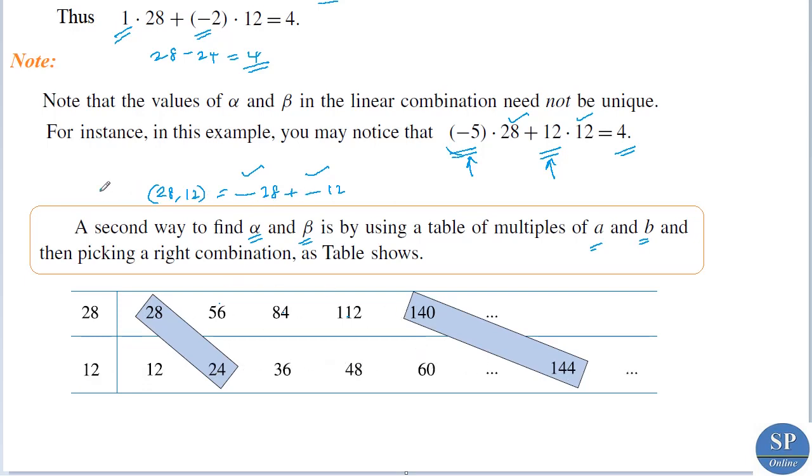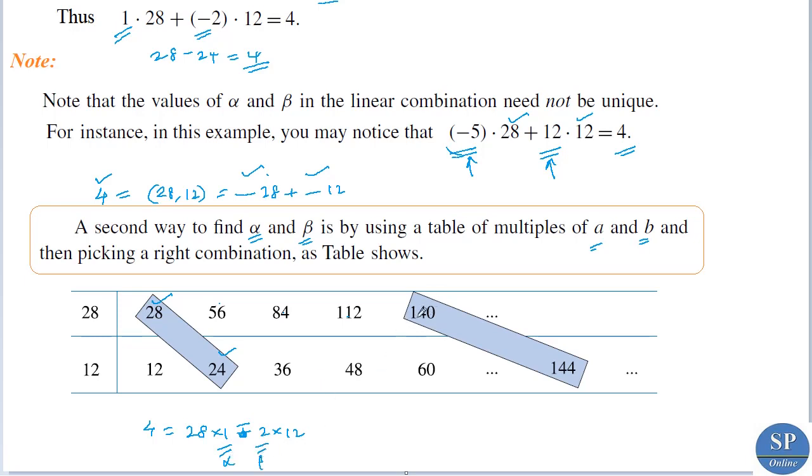Our aim is to express 4, which is the GCD of 28 and 12, as a linear combination of 28 and 12. So here, checking, this is 28 and this is 24. Therefore 28 minus 24 is equal to 4. So we get 4 equal to 28 into 1 plus minus 2 into 12. So we obtained 1 as alpha and minus 2 as beta.